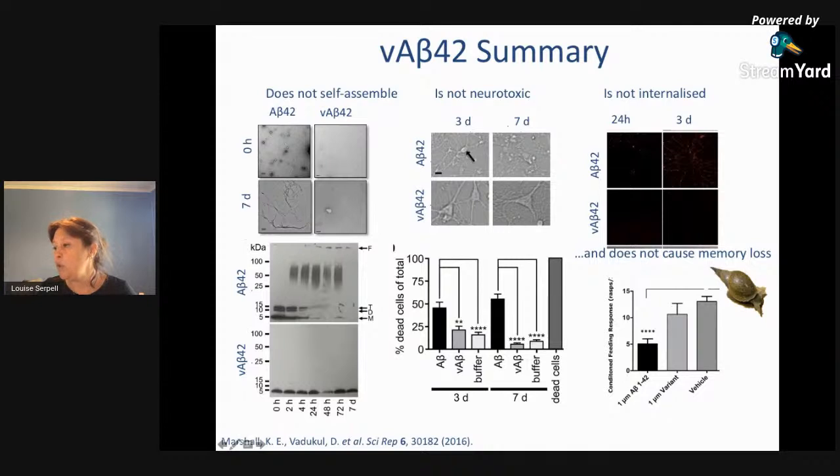This is tagged with a red fluorescent tag, whereas the variant A beta is not. And finally, I'm not going to say very much about this, but we did some assays looking at memory loss in snails, and we found that the A beta 1 to 40 causes memory loss in snails while the variant does not. So you can ask me some questions about that if you like later on.